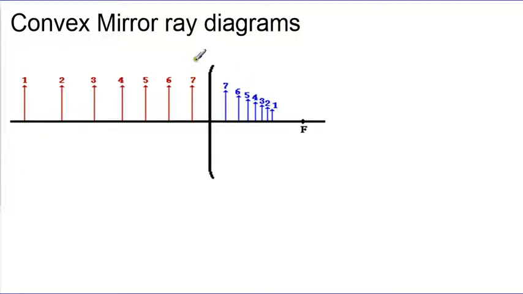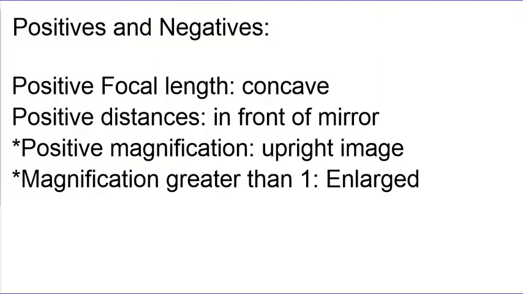And here is a better look overall at 7 different positions and their corresponding images formed with convex mirrors. Now, here are some trends that I want to start you off on, and I want you to think about the negatives of these as well and what that means. So here we have positive focal length, concave mirror. Positive distances are going to be in front of the mirror. Think about what this means for virtual images and what their distances are.